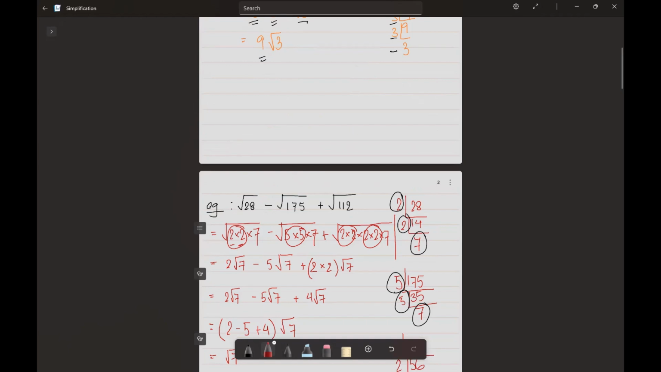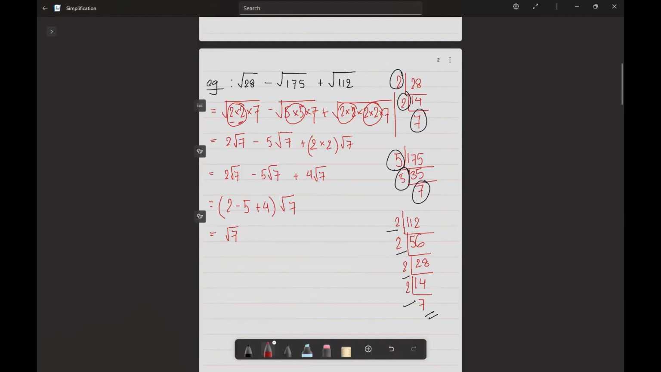So we tried to simplify them. We tried to write all of the numbers that we have in here, 28, 175, and 112, as a product of prime numbers. Product means multiplication, multiplication of prime numbers. So we have written them here. Now we will apply the shortcut in here. What is the shortcut? The shortcut is that for every two same numbers, one number will come out of the root. As we can see from here, for every two numbers, 2 and 2, one 2 has come outside of the root.